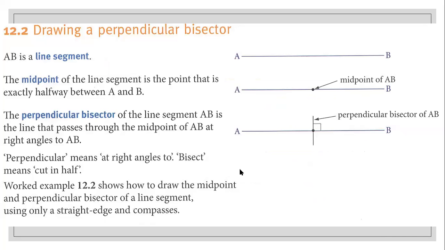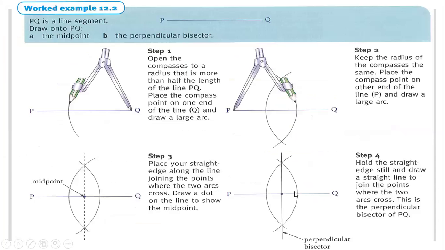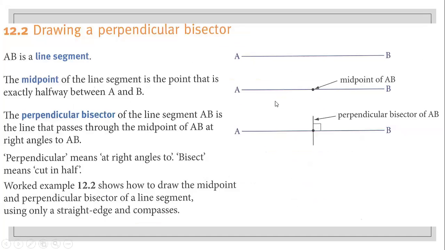So draw a perpendicular bisector. You know AB is the line segment. From A to B, you have a line segment. So we need to find the midpoint, which is the one in the middle of that line. Then you can draw a perpendicular bisector.